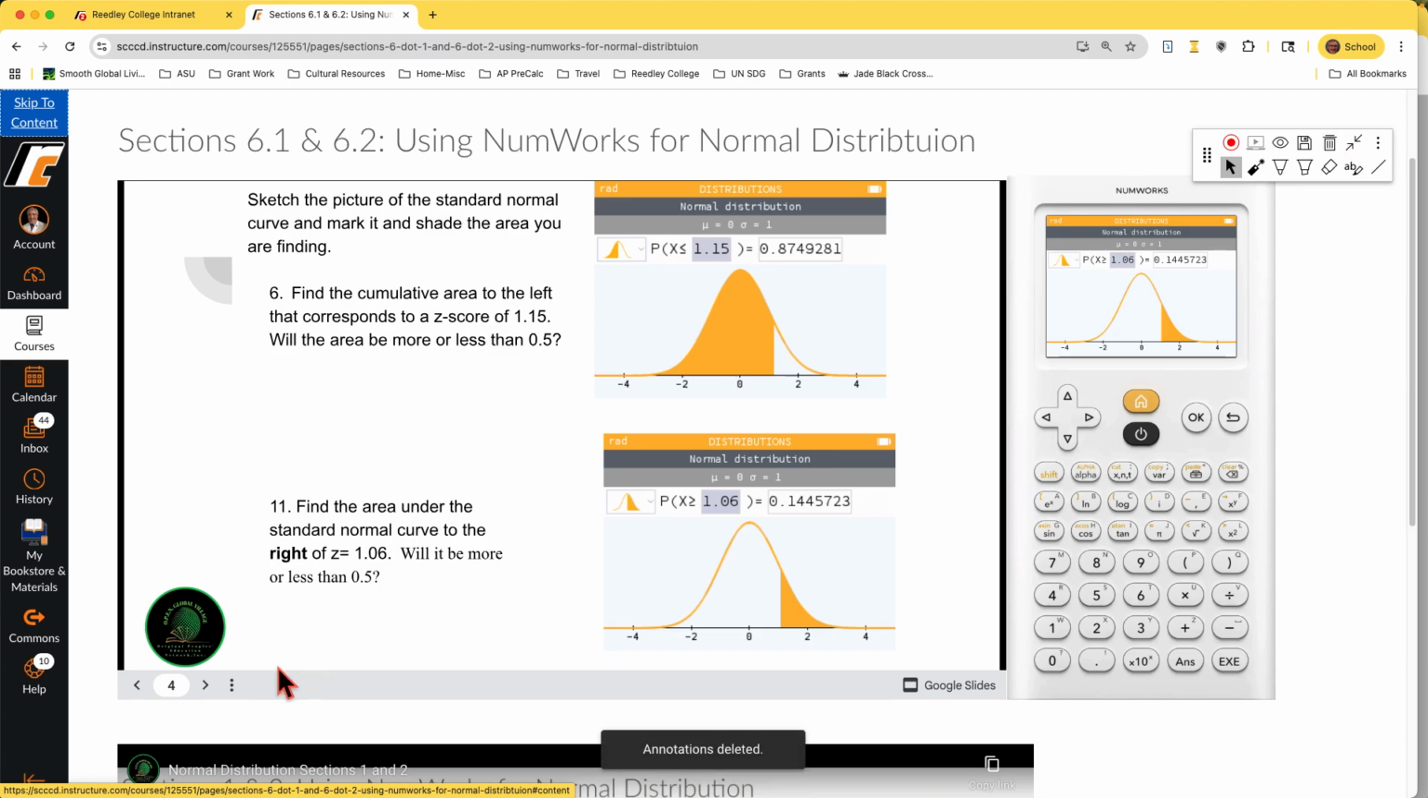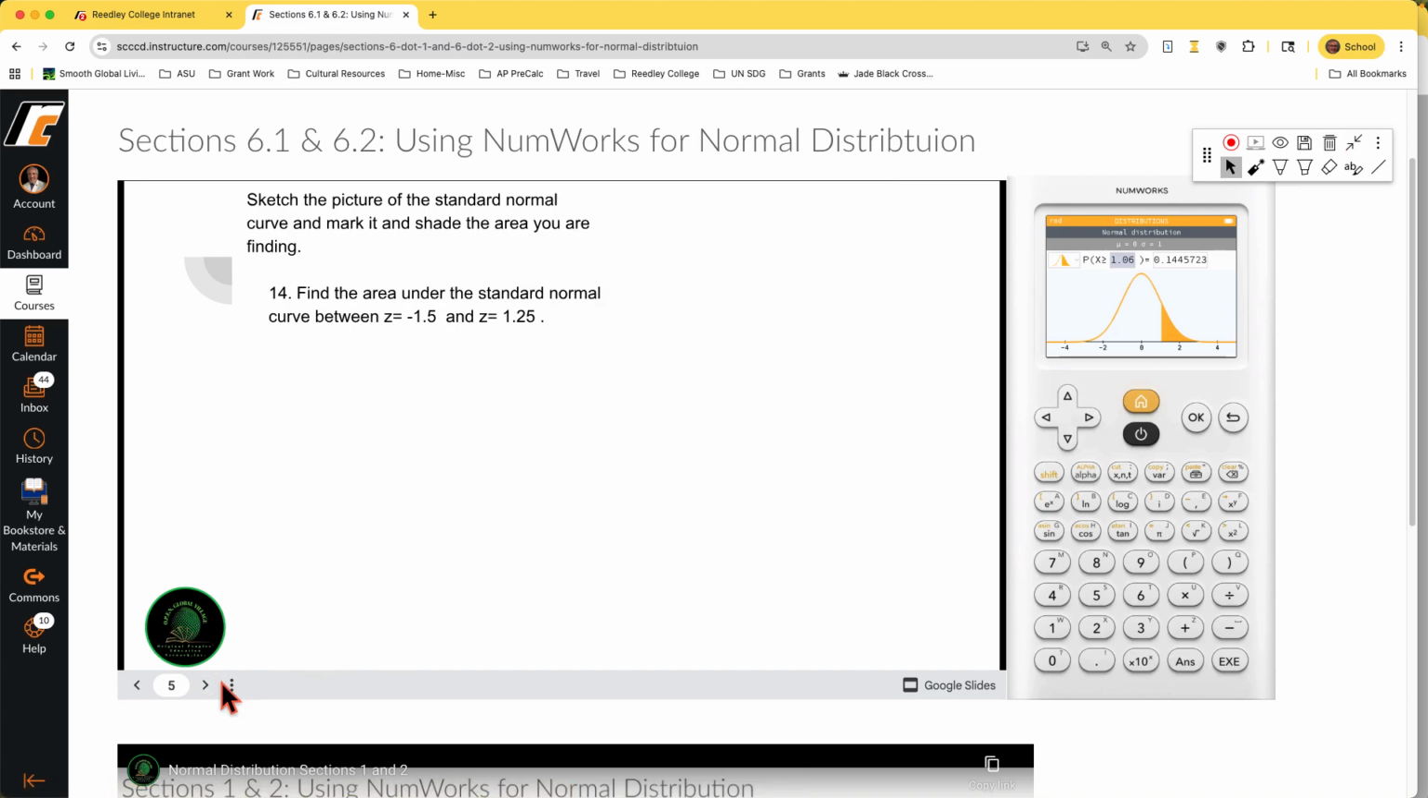Okay. Again, just some more samples. How do we find the area of the standard normal curve between two values?